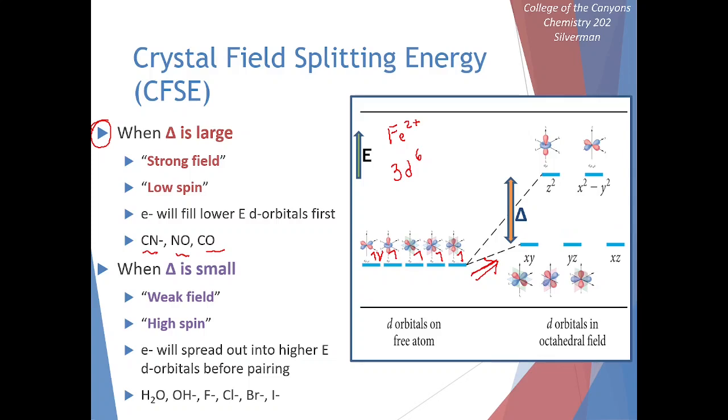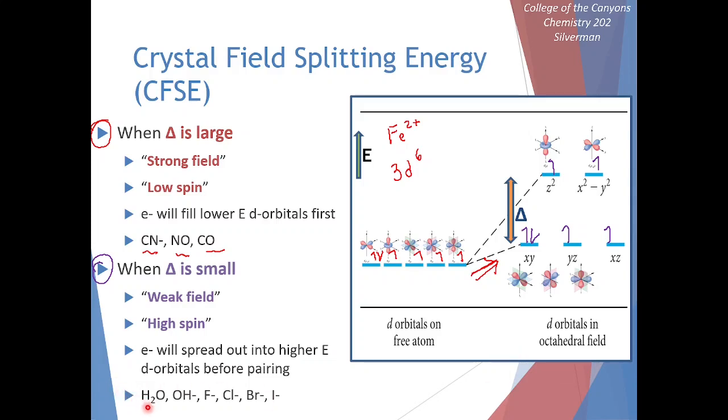we can still have 3d6 as our electron configuration, but if we have a weak field ligand, we can fill in our 6 electrons, well, same starting thing, fill them in down low first. But once we have our low energies partially filled, well, we can spread out first before having to pair up down low. 1, 2, 3, 4, 5, 6 of our d electrons. If that delta is small enough, we'll spread out into those higher energy orbitals before having to pair up.